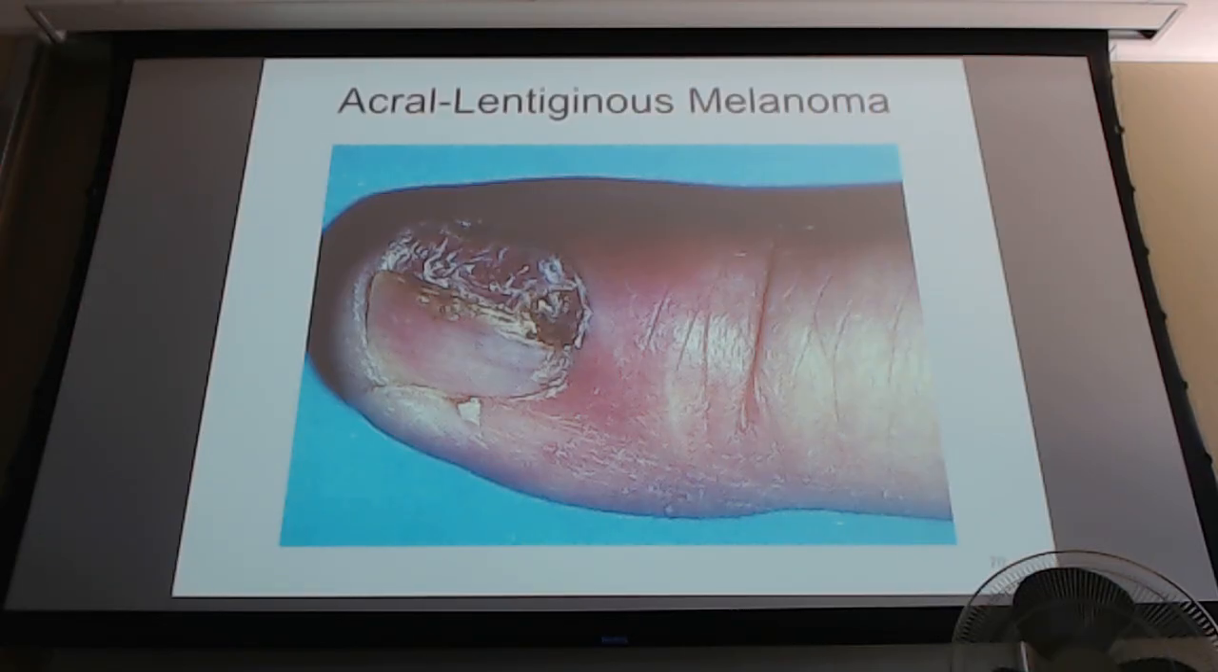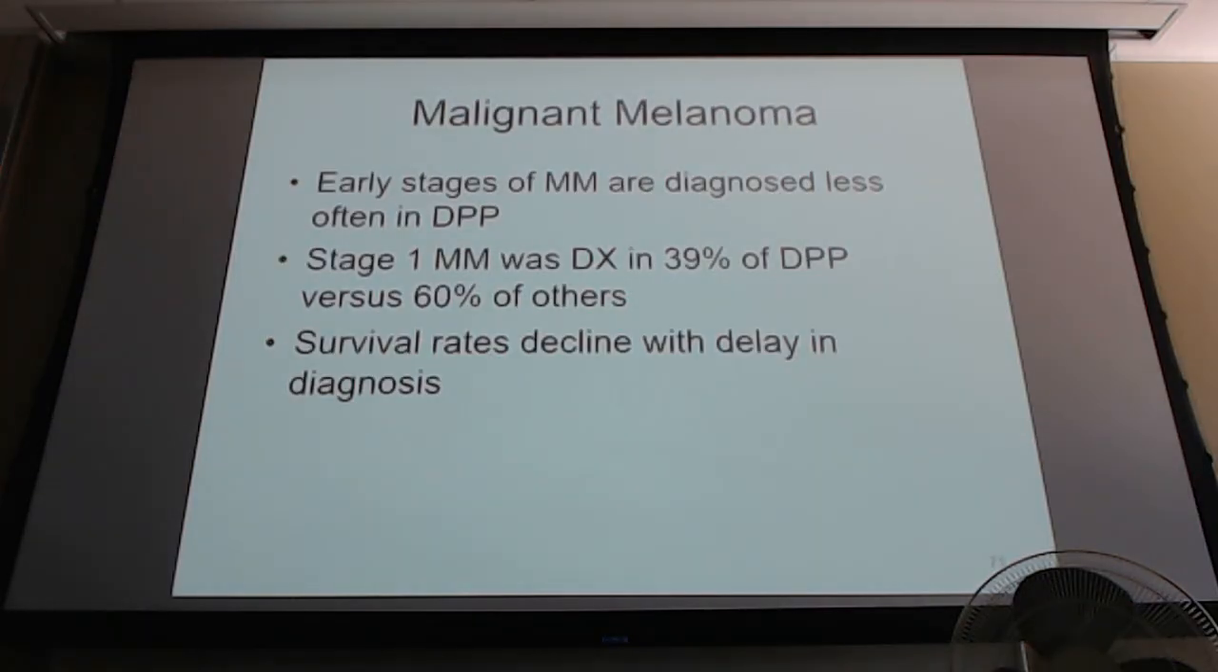So lastly, we're going to go through some slides over here that's just giving highlights to some of the malignant melanoma stuff out there, okay? Early stages of MM are diagnosed less often in the dark people, okay? Dark pigmented people, it's not seen, right? It's on the bottom of their feet. How many of us look at the bottom of our feet every day? You know, it's one of those things out there, okay?